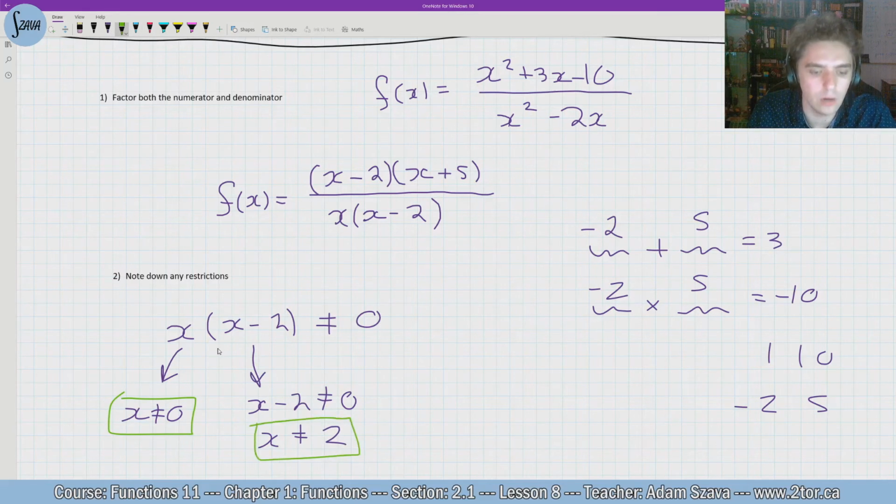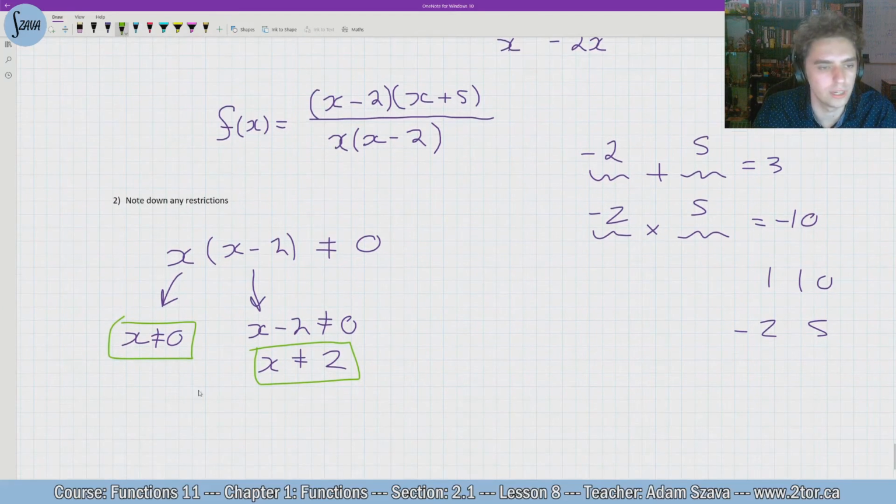x can't be 0 and x can't be 2, because if it was, then our denominator would turn to 0. We'd have 0 times something, or something times 0. Either way, we'd have a 0 in our denominator, and we don't want that. The 2 ways that can happen is if x is 0 and x is 2. So there's our restrictions.